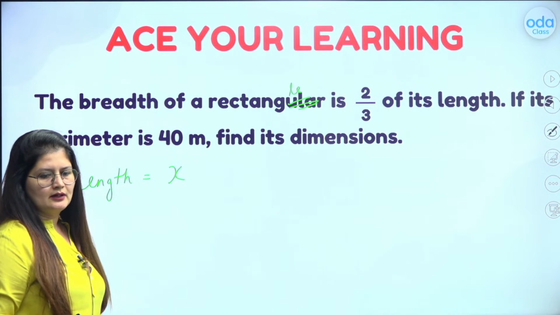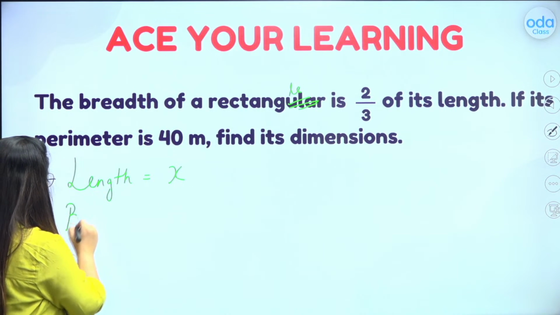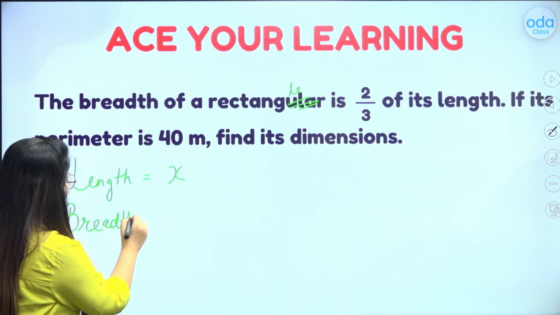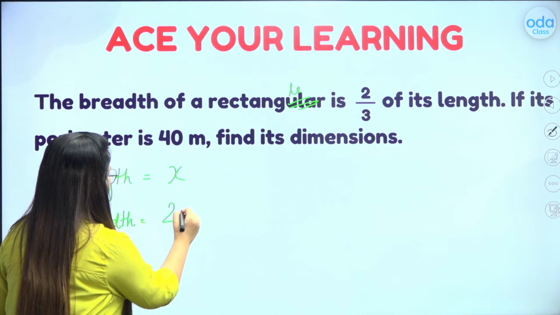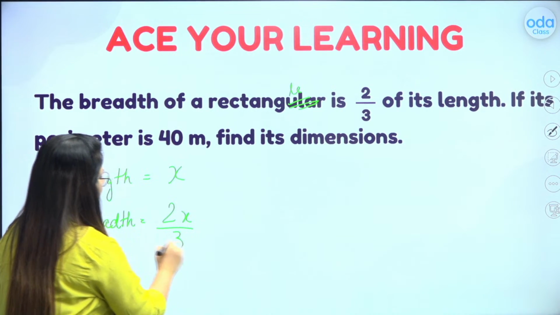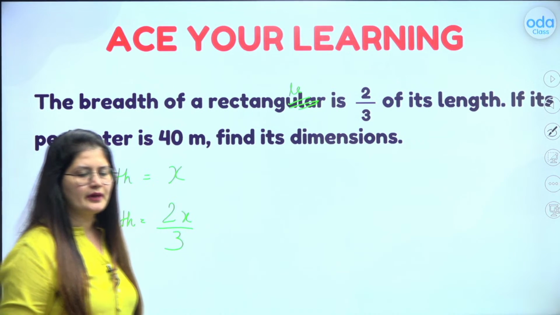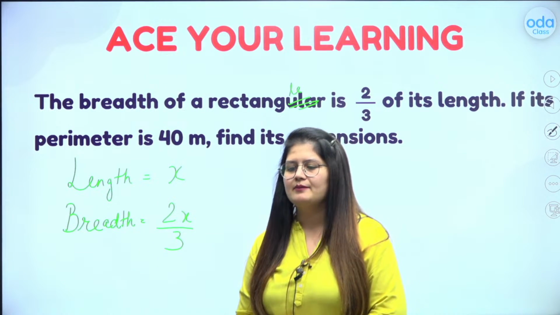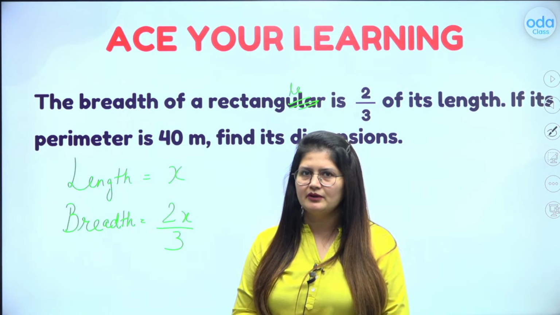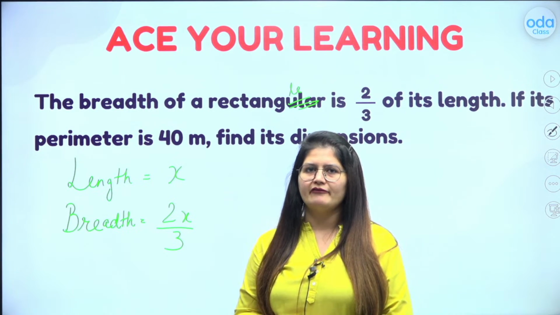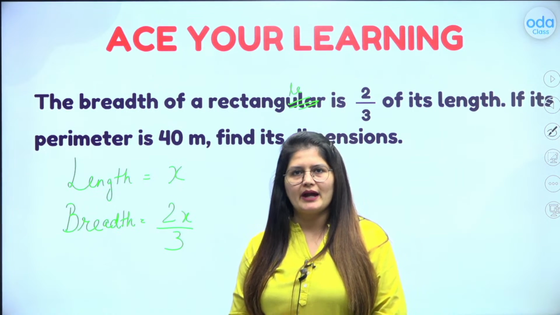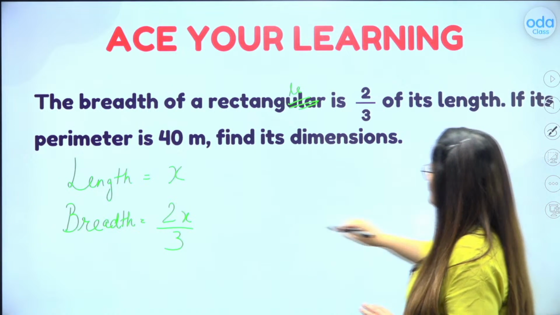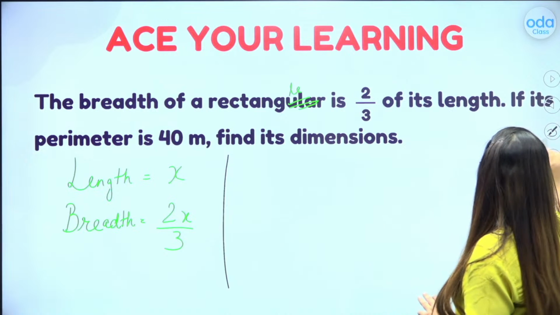Okay, clearly in that case, if the length is x and the breadth is 2/3 of the length, then that is going to be 2x/3, right? So now we have got the length and the breadth. Now if I ask you what is the formula for finding the perimeter, I believe everyone knows how to find the perimeter of a rectangle. The formula is twice of length plus breadth. Yes? So we all know the formula for finding the perimeter of a rectangle.